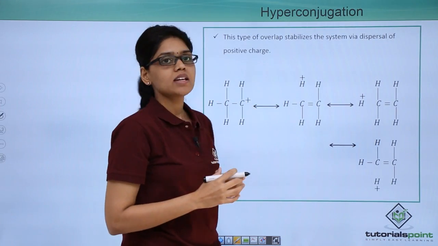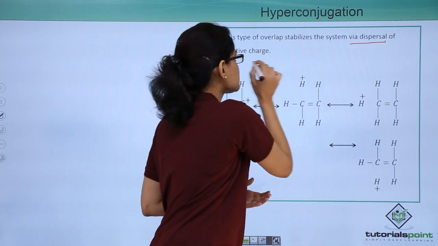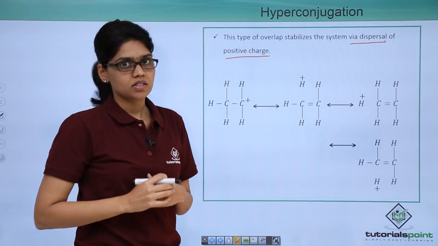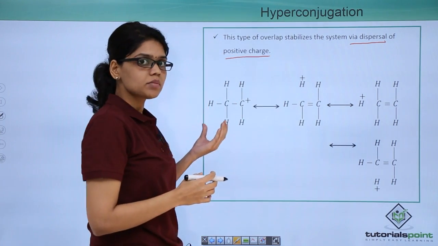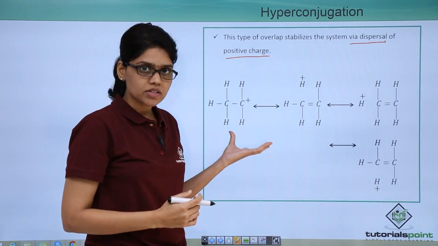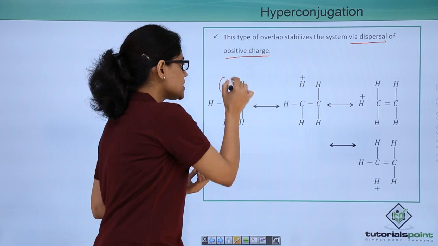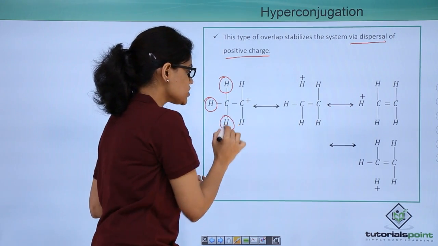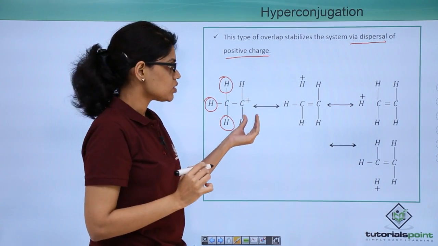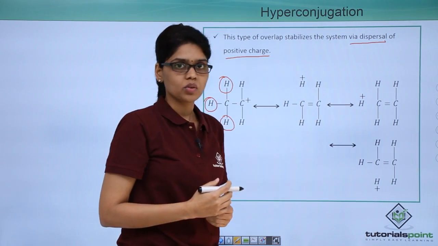This is a very stabilizing effect in the sense that it stabilizes the system by dispersal of positive charge. The same system that we saw previously in the orbital diagram, if we represent it structurally, looks like this, and each of these alpha hydrogens can undergo hyperconjugation such that the positive charge gets delocalized in the following ways.